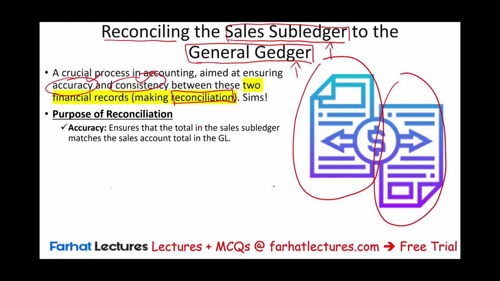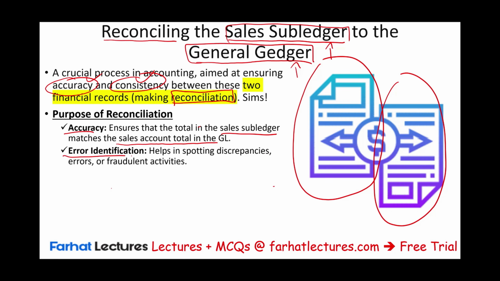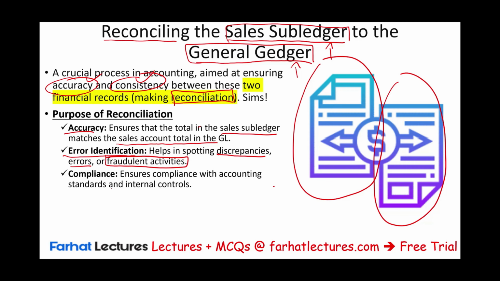So the purpose, to summarize: accuracy. Ensure that the total in the sales ledger matches the sales account in the general ledger. And we're going to explain what a subledger and a general ledger are in a moment. Another purpose is to identify any errors, and that's the main purpose, to make sure if there's any discrepancy, any errors, or most importantly, reconciliation would reveal any fraudulent activity where sales is being recorded on one book and not on the other. And in compliance, you want to make sure of compliance with accounting standards and internal control.